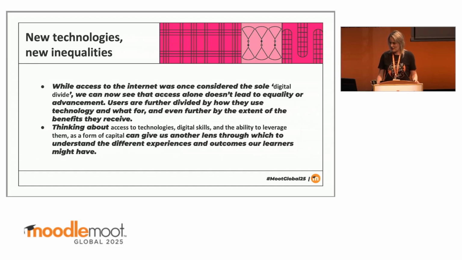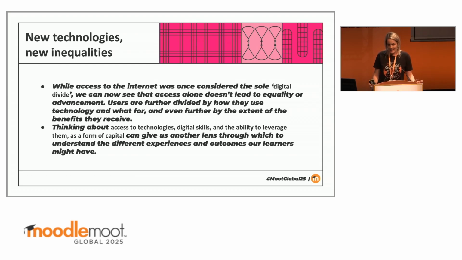He didn't write a lot about technology, but there's loads of academic research that's followed him that's really thought about these concepts and how economic and social advantage and disadvantage play out now in a digital world. While access to the internet was once considered the sole digital divide, and it's still really important, right? There are huge amounts of population around the world that don't have access to the internet. We can also see that access alone doesn't lead to equality or advancement. Users are further divided by how they use the technology, what they use it for, and the extent of the benefits they receive. So are they using it to receive better benefits?